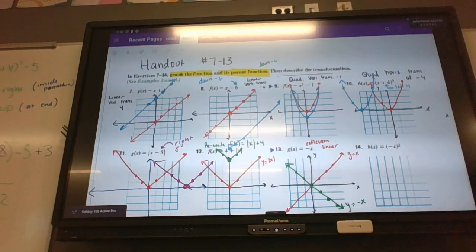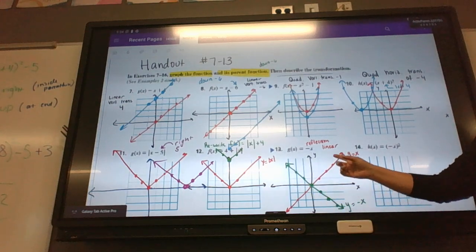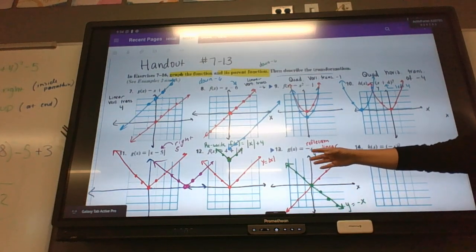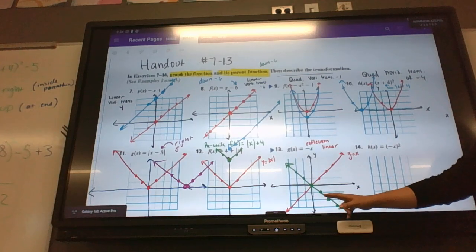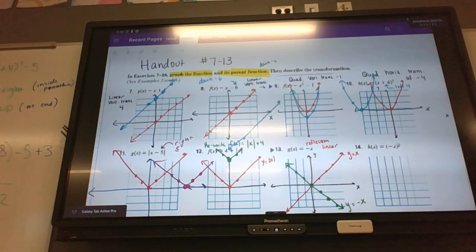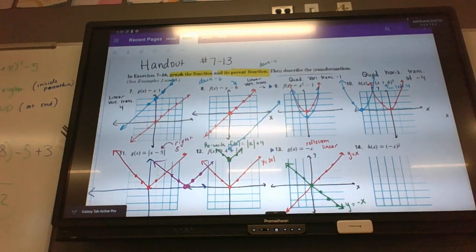And then a reflection. I did this one in some classes. You have your positive slope. That negative sign in front really just makes a negative slope. Down 1, right 1, down 1, right 1. So you should be correcting it, looking at it.